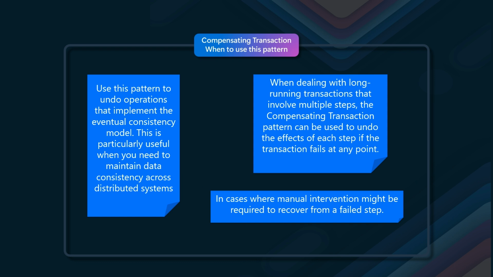Handling failures and long-running transactions. When dealing with long-running transactions that involve multiple steps, the compensating transaction pattern can be used to undo the effects of each step if the transaction fails at any point. This ensures that the system can recover gracefully from failures, ensuring reliability and resilience.